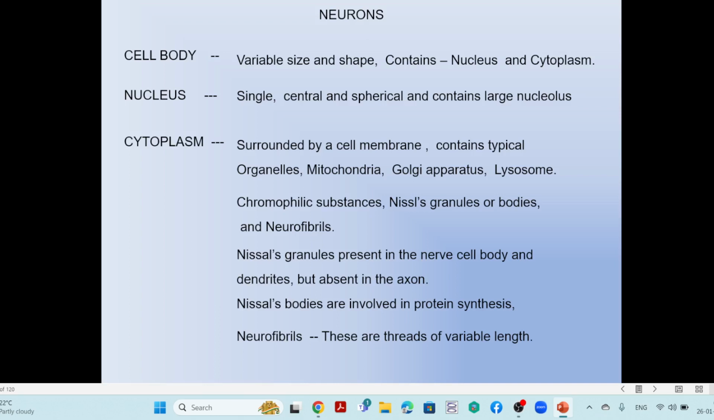axon. Usually these Nissl bodies are involved in protein synthesis. Protein substances are very important for normal function and metabolic activity. That is why protein synthesis is especially maintained by the Nissl bodies. Then neurofibrils: these are thread-like structures of variable length, and they are also present in the cytoplasm.